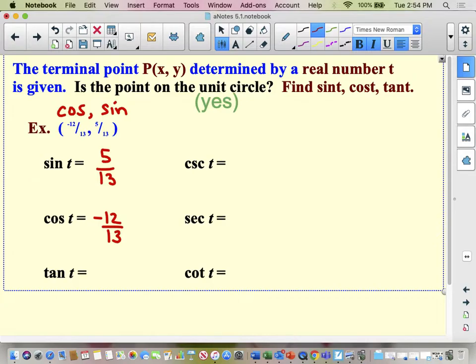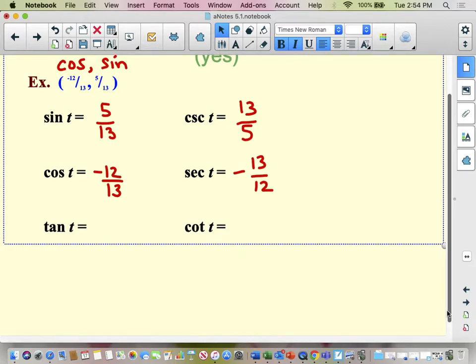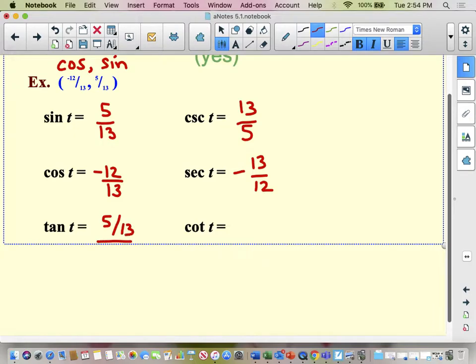Okay, then if you know that sine and cosecant are reciprocals of one another, then I know cosecant is literally just the reciprocal of the sine. So 5/13 becomes 13/5. Secant is the reciprocal of cosine, so it becomes -13/12. Now, how might you deal with the tangent and the cotangent? Well, it doesn't really matter which one you pick first, but if I just focus on the tangent, I know that tangent is sine divided by cosine.